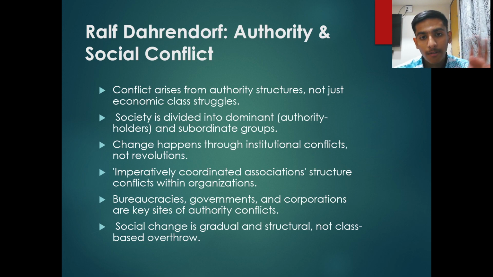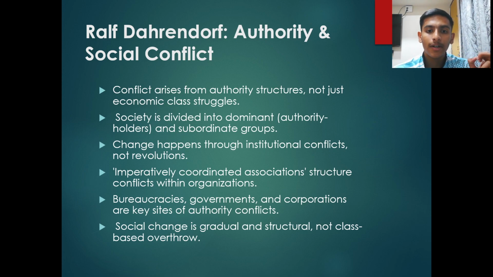Society is divided into two groups: first the dominant group and second the subordinate group. He has classified this further than Karl Marx did: the dominant group are the authority holders, and the subordinate groups have authority but not as compared to the supreme authority. Change happens through institutional conflicts and not revolutions. This means a revolution does not happen directly. First there is a conflict at an institutional level, and after that it leads to revolution.